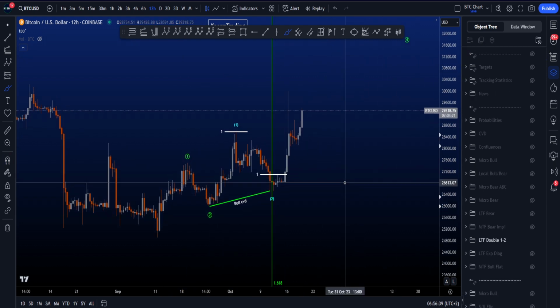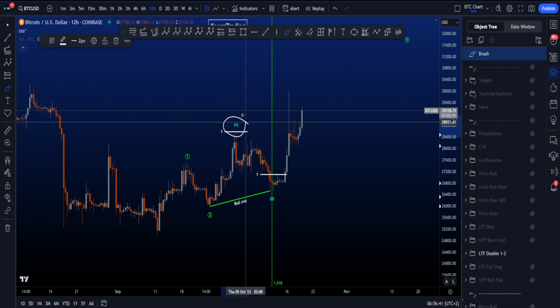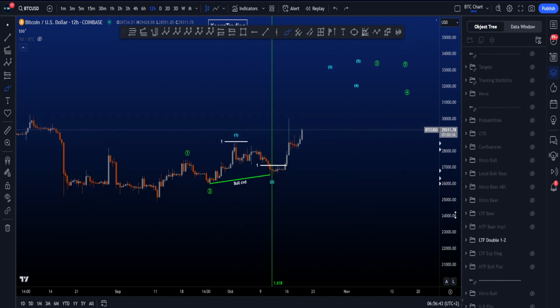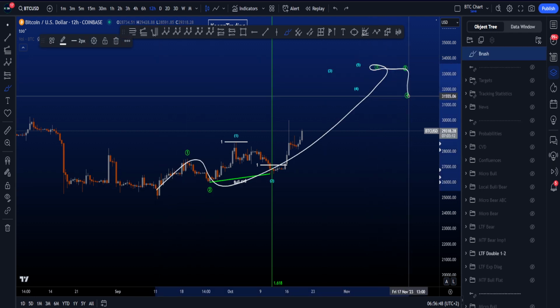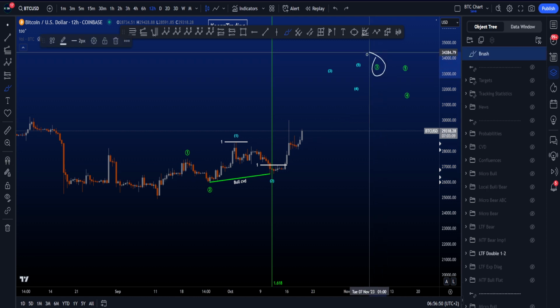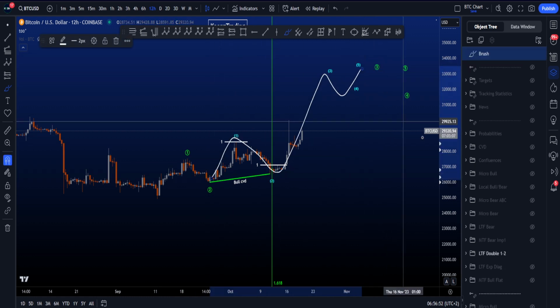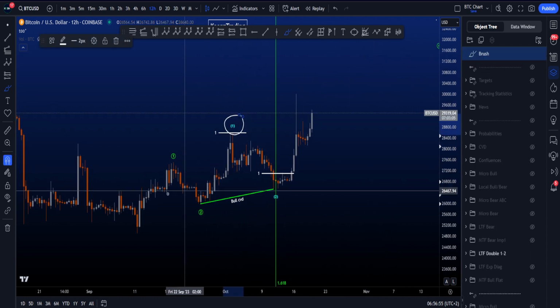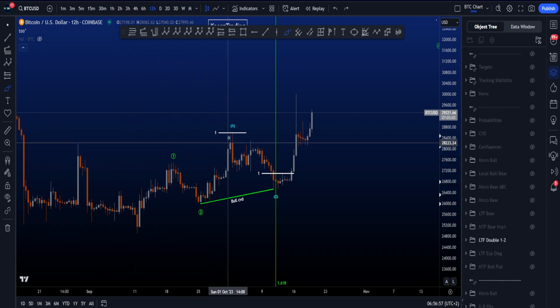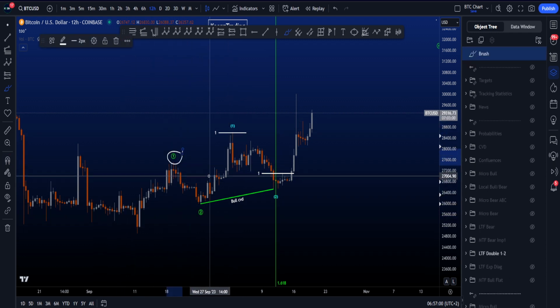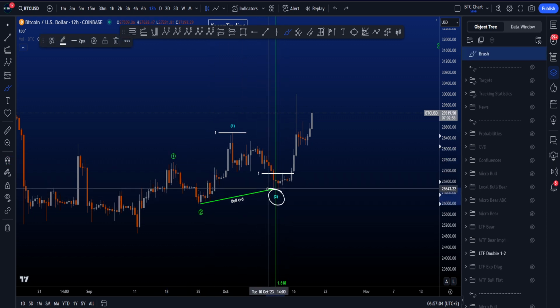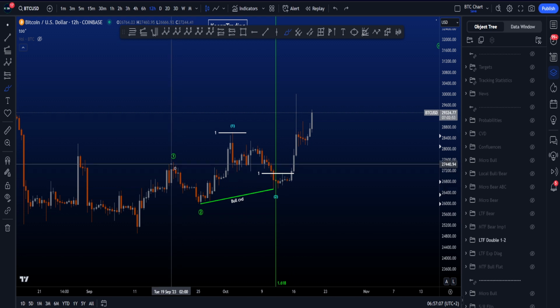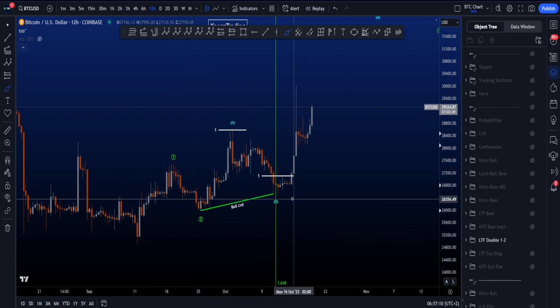Now, in this scenario, what is a little bit awkward is that the lower degree count, being the blue count, is a subdegree of wave 3, so we have 1, 2, 3, 4, 5 in green, and then inside wave 3 we have the blue count 1, 2, 3, 4, 5. Over here the blue wave 1 is longer in price than the green wave 1, so the lower degree 1 is bigger than the higher degree wave 1. And the blue wave 2 is longer in time and price compared to the higher degree wave 2. So it's not ideal, but yeah, it can happen.